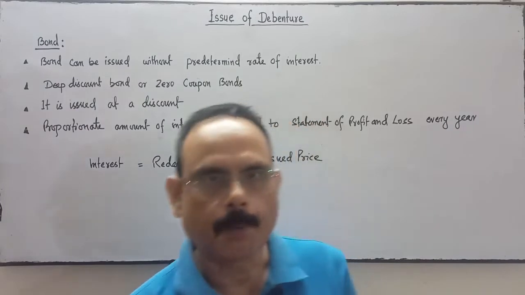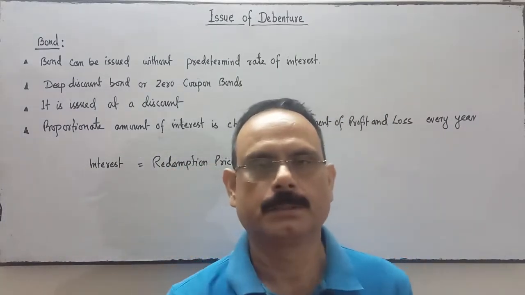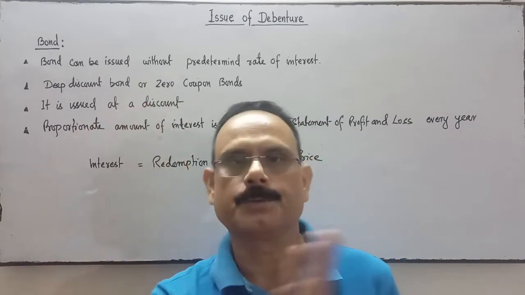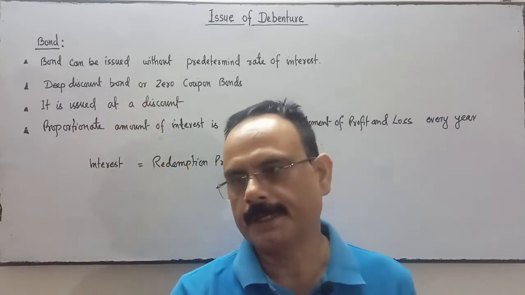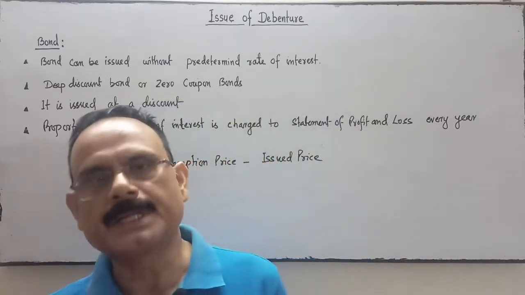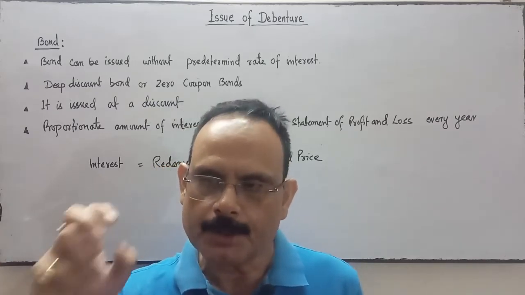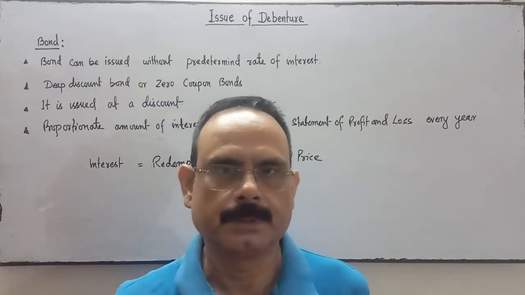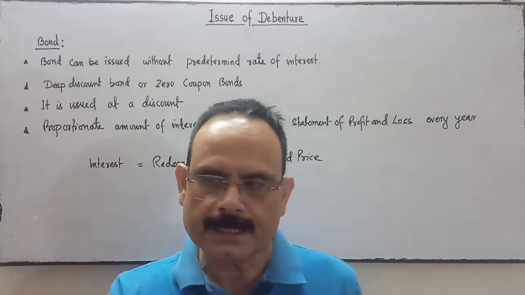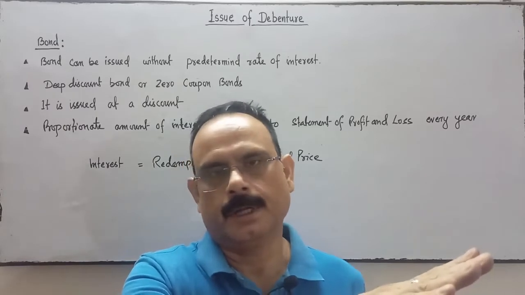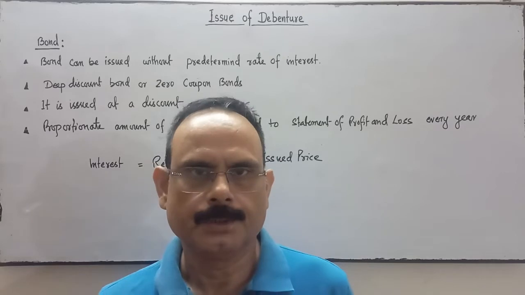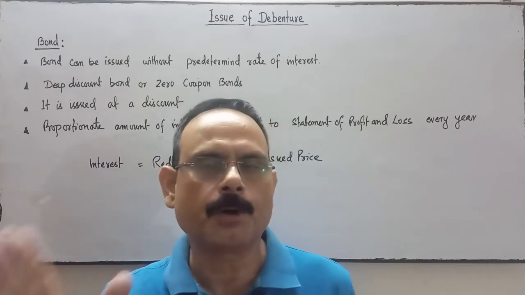Now come to the next, bond. After debenture, bond. Earlier the bond was issued by the government only. Now bonds are issued by non-government entities, meaning companies also issue bonds. When a company issues a bond, the bond comes under the definition of debenture. But there is slightly a difference between the bond and debenture.